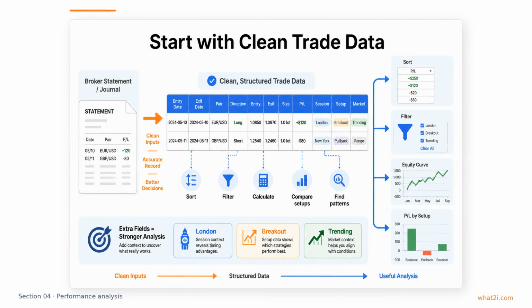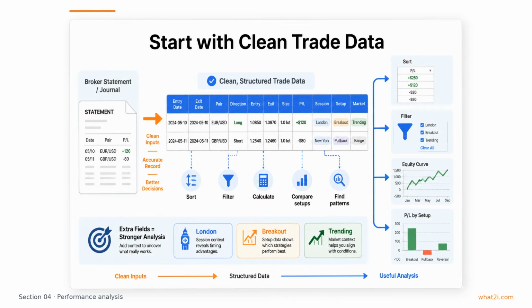Good analysis starts with clean trade data. That usually means exporting broker history or journal entries into a spreadsheet where trades can be sorted, filtered, and calculated consistently. At a minimum, include entry and exit dates, pair, direction, prices, position size, and profit or loss. If possible, add extra fields such as session, setup type, and overall market conditions.